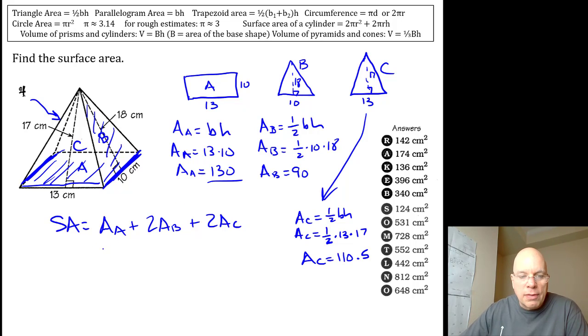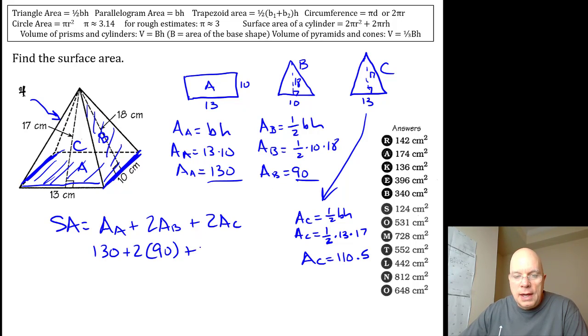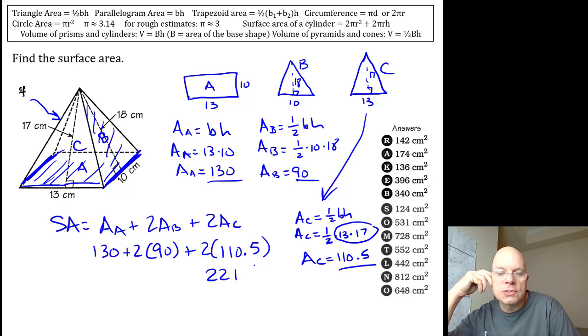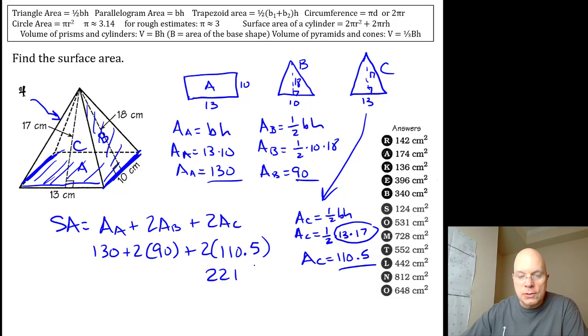So area A was 130. Area B was 90, so I have two 90s. And two of these, two 110.5s. And the reason I said that was going to work out well, when I double the 0.5, when I double half, I get 1. And so I get 220 plus 1 is 221, which was the product here. So if you got clever and just realized you were going to have two of those triangles and left out the half, that would work also.